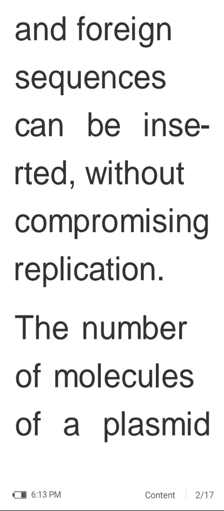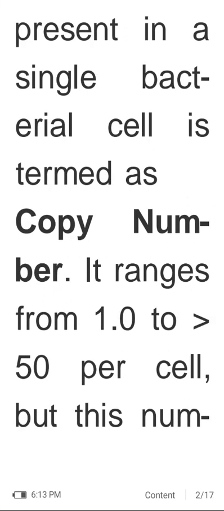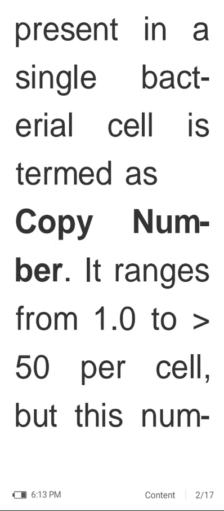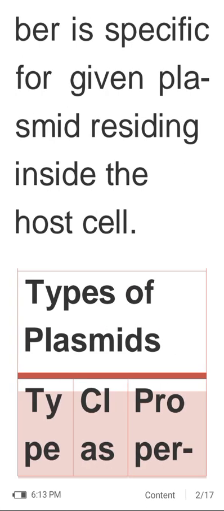The number of molecules of a plasmid present in a single bacterial cell is termed copy number. It ranges from 1 to 50 per cell, and it will definitely undergo some fluctuations. So that is called copy number. But this number is specific for a given plasmid residing inside the host cell.